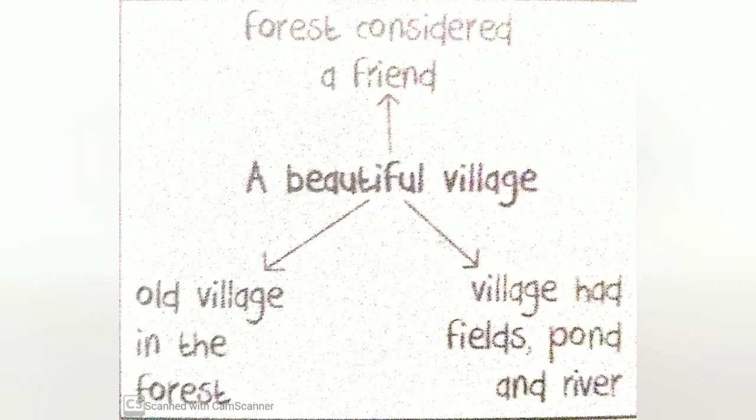Students, do you remember what we learned in the first page of the story? Yes, there was an old village in the forest. The village had fields, ponds, and a river. The people of the village considered the forest to be their friend. The author is trying to say that the village is beautiful and had everything that the people wanted in it. This is the main idea of the page.